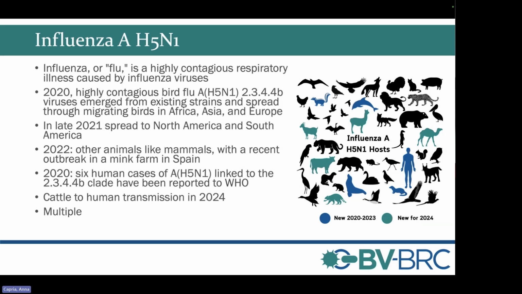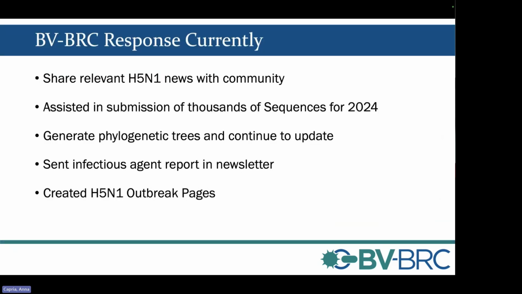And so over the course of the BV-BRC responding to this outbreak, we've shared relevant H5N1 news with the community, assisted in the submission of thousands of sequences for 2024 to GenBank. We generate phylogenetic trees and continue to update those, which you can see on our outbreak pages. Sent an infectious agent report in our newsletter. It's a great time for me to plug our newsletter. If you're not currently on the BV-BRC mailing list, I'd highly recommend doing that from our website, and I'll show you once we switch over to the website, but that's a great way to stay up to date with what's happening on the BV-BRC. And then we created the H5N1 outbreak pages.